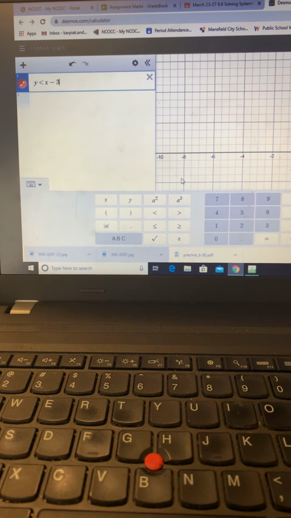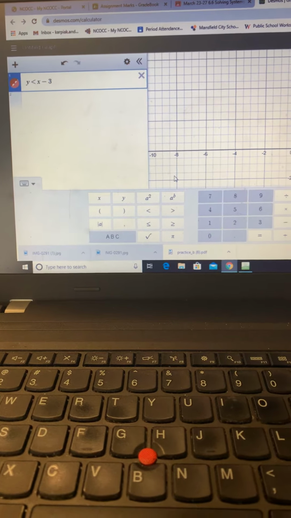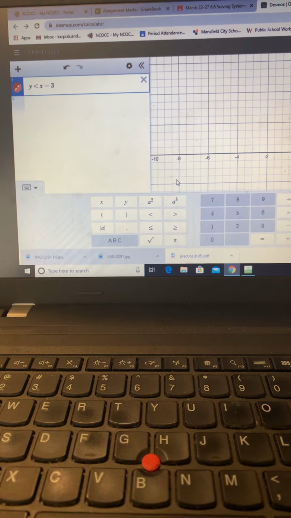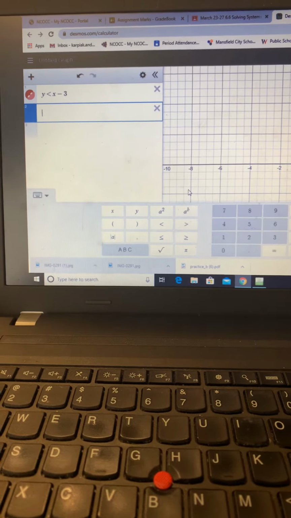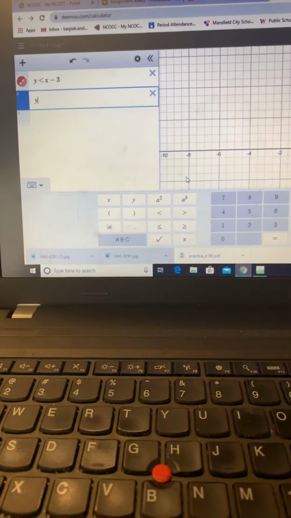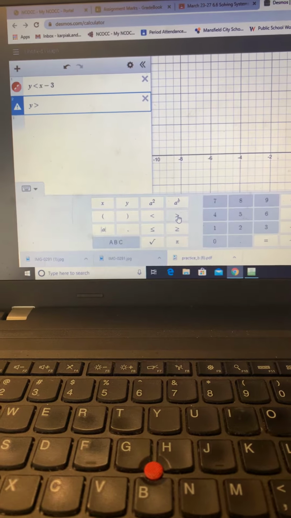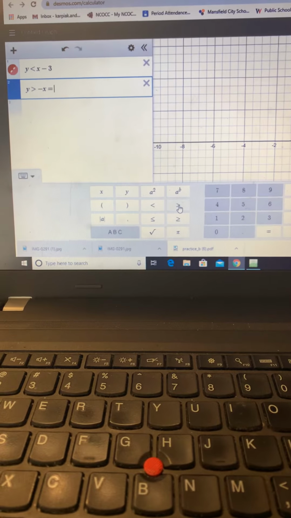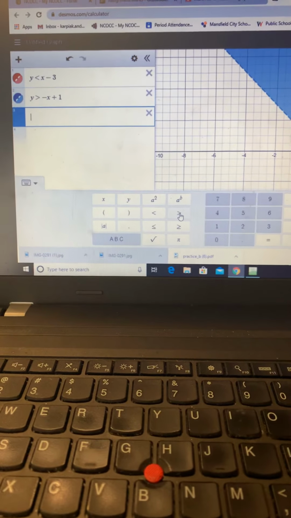And notice it went ahead, it graphed it for us, it shaded it for us, which I'll explain once we get down to problem number 4 through 6. I'll explain about how we graph and shade these. But right now, just take a look here. This is the first one, and then I'm going to press enter to graph the second one, which was y is greater than negative x plus 1. I'll go ahead and hit enter here.